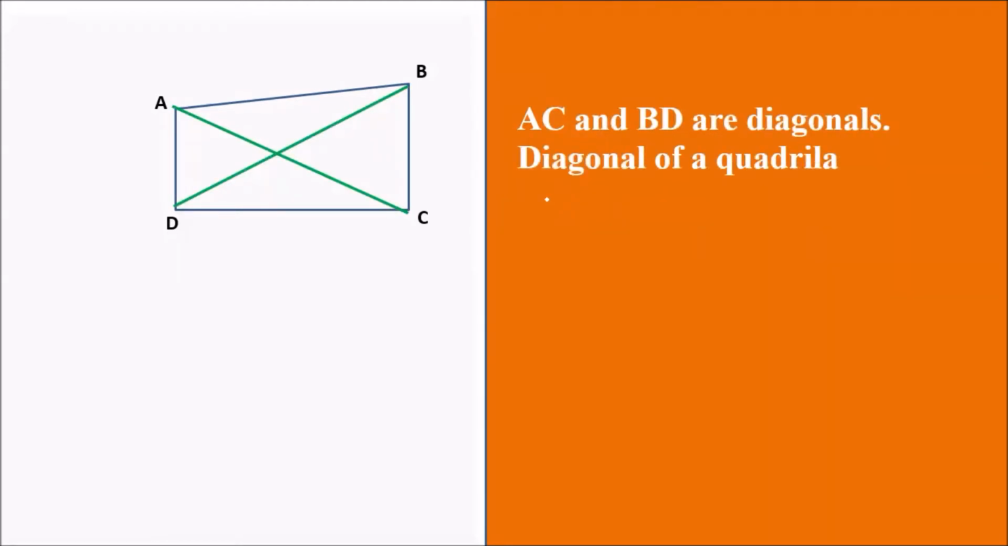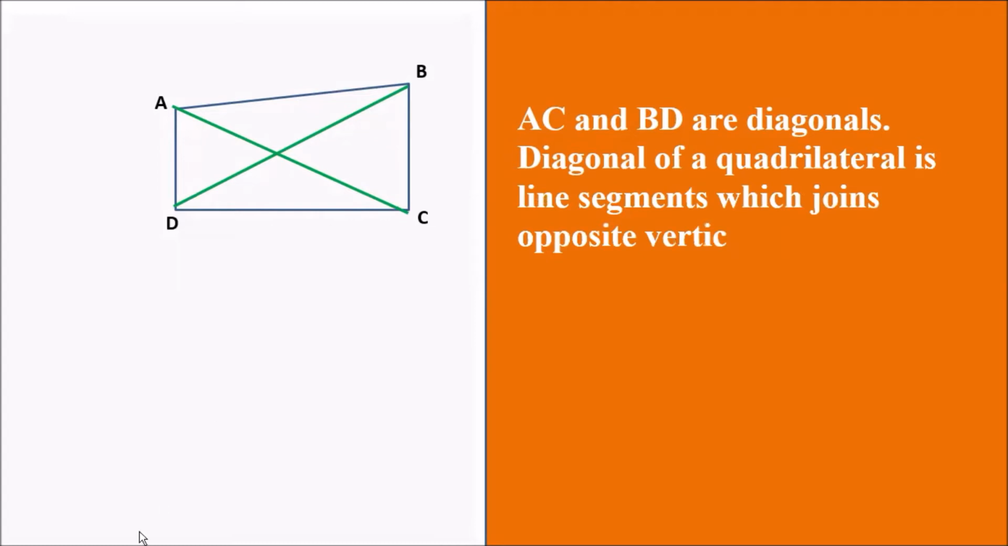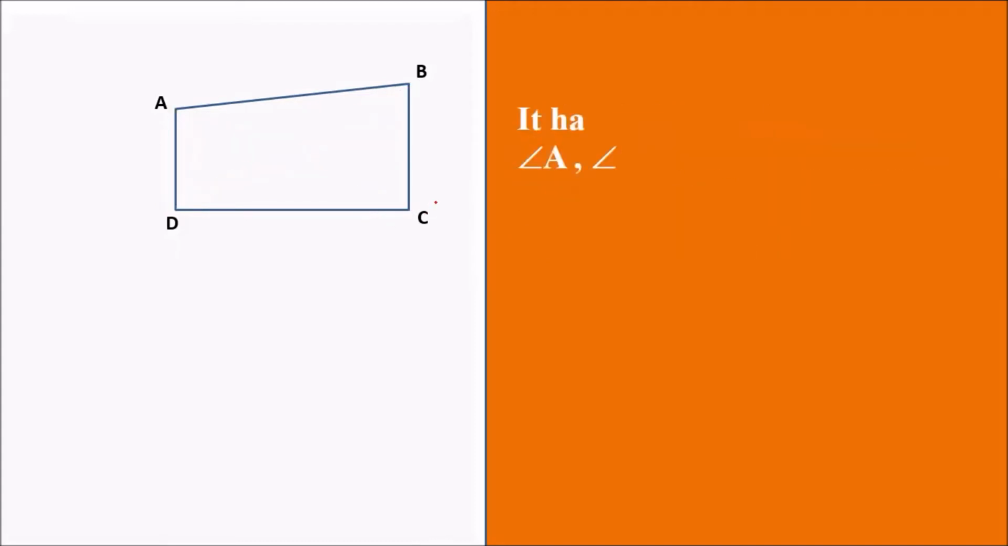What is a diagonal? A diagonal of a quadrilateral is a line segment joining the opposite vertices of a quadrilateral. Suppose B and D are opposite vertices. When I join them, I'll call BD a diagonal. Similarly, there is another diagonal which is AC. So there are two diagonals. Now it has four angles: angle A, angle B, angle C, angle D.